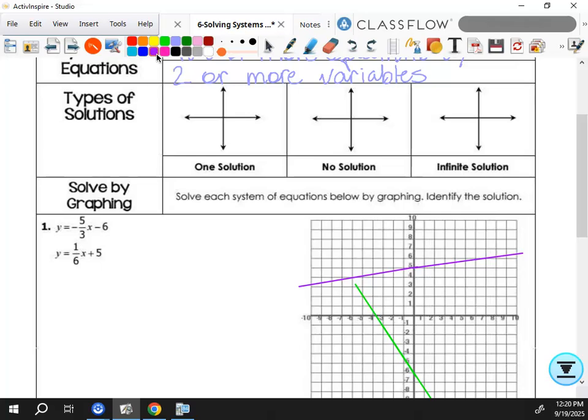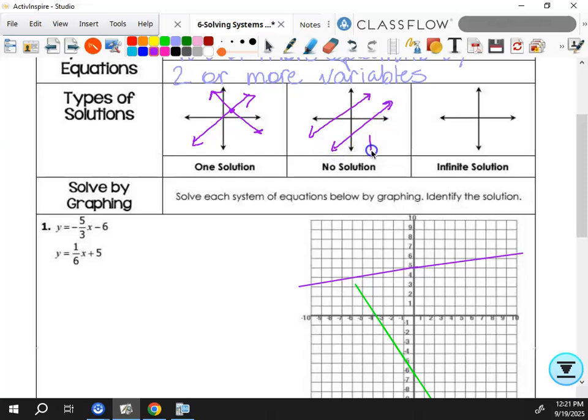All right, so if I have one solution to a system, it would look something like this. There's one solution. The solution is where they intersect. What do they have in common? Okay. If I have no solution, it looks like this. How are those lines related?